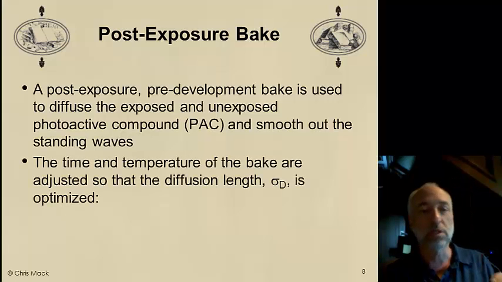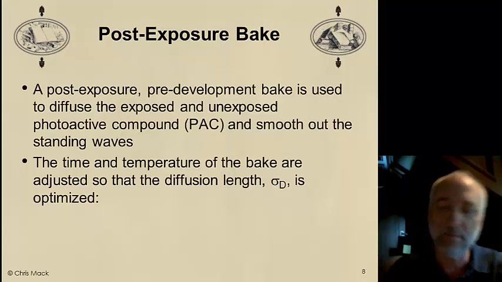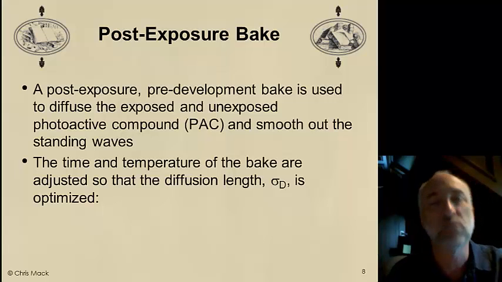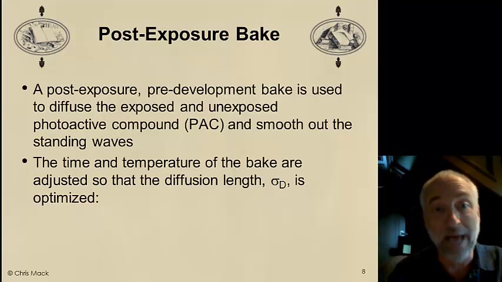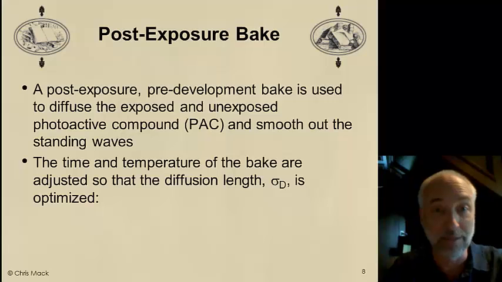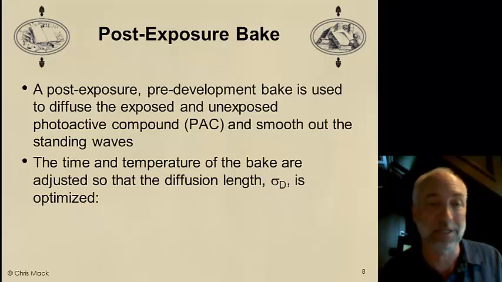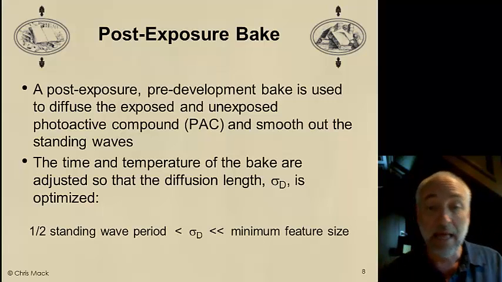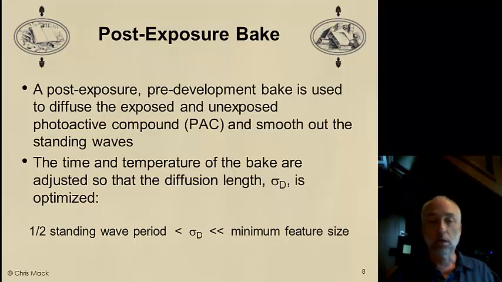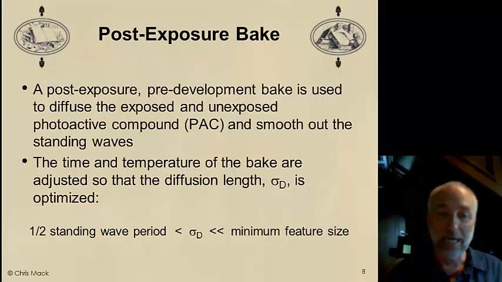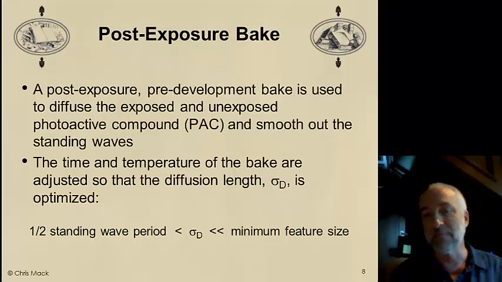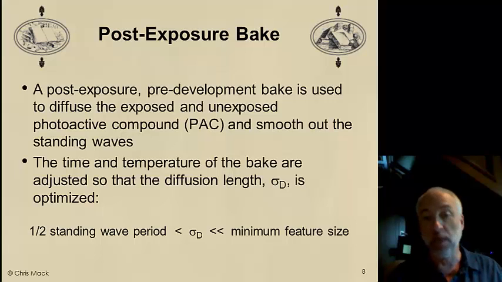We can use the time and the temperature of the bake to adjust the diffusion length. But we have to be careful. Our goal is to smooth out the standing waves. But if we have too much diffusion, we'll smooth out the features that we're trying to print. After all, those create exposed and unexposed regions as well. As such, our goal is to find a diffusion length. I'll call it sigma sub d, the average distance that a particle will diffuse during this bake.